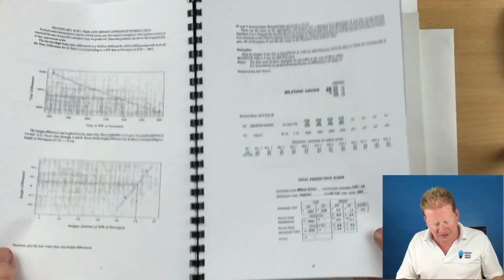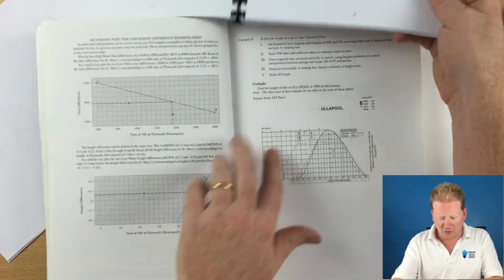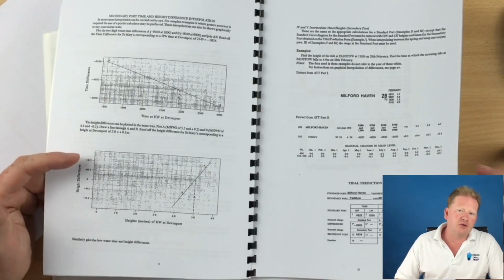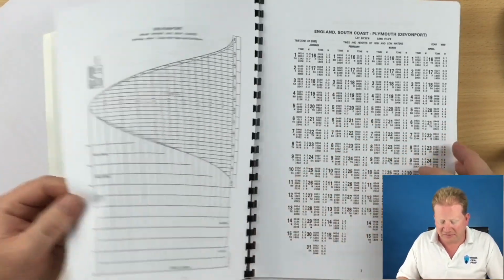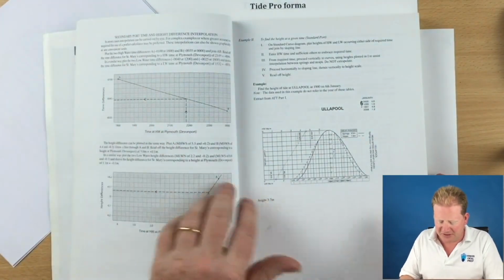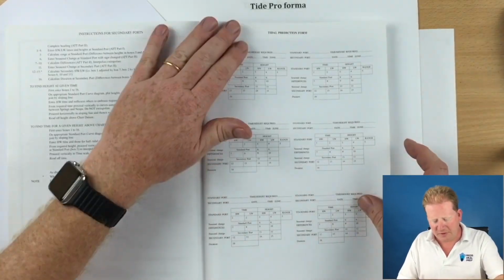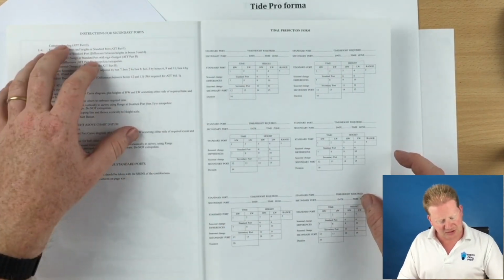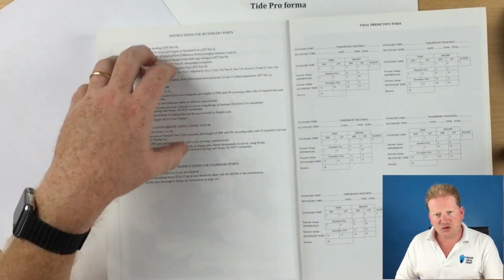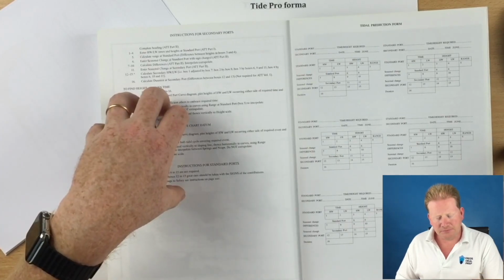They are identical. They really are. They talk about what to do, how to use it, what they're expecting. So I would suggest that when you're doing this, you use the instructions that they've given you and the pro forma that they've provided. At the back of the Admiralty tide tables, they have a blank pro forma and then the instructions for secondary ports. These instructions are how I'm going to teach it to you in this video. Okay?